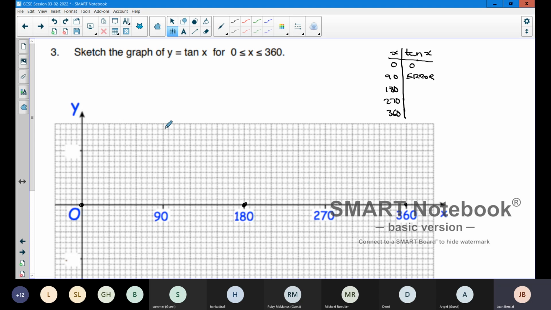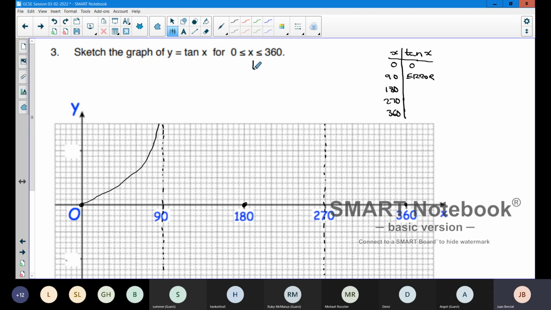So what happens here, as you probably know, is that you've got asymptotes there, and you've got an asymptote there. So just remember this about the graph. It goes like that, the tangent. It goes up to infinity.